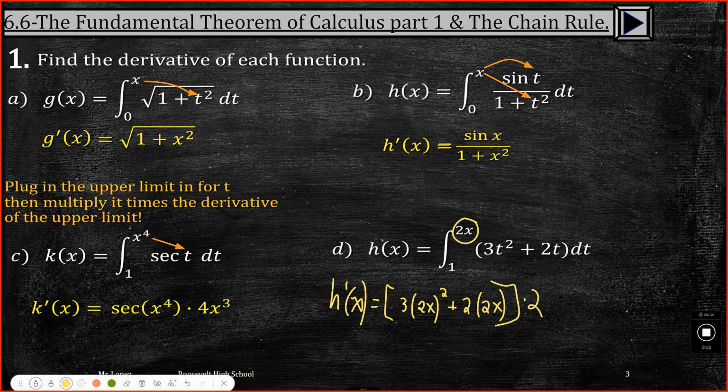And now it's just a bunch of algebra here. H prime of x: 2 squared is 4, 4 times 3 is 12, x squared. Back to parentheses, 4x times 2. H prime of x will equal 24x squared plus 8x.